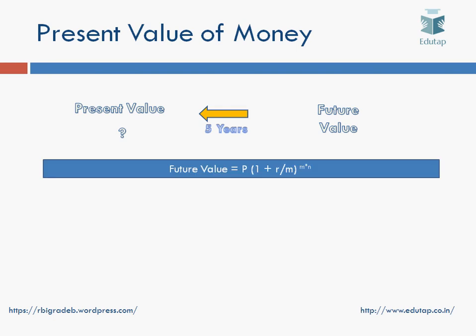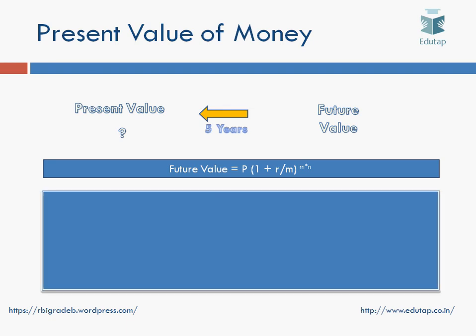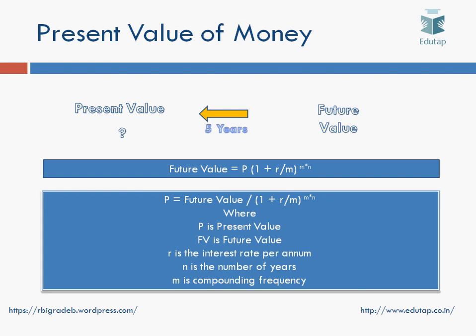So the future value formula we discussed is future value equal to P into (1 plus R by M) raised to the power M into N. Now P here is the present value, so we can just use this formula by tweaking it a bit. So P becomes future value divided by (1 plus R by M) raised to the power M into N. The formula remains the same, it's only that we now have to calculate P, which is present value, instead of calculating future value. M is the compounding frequency, that is the number of times the interest is compounded each year. N is the number of years. R is the rate of interest per annum.